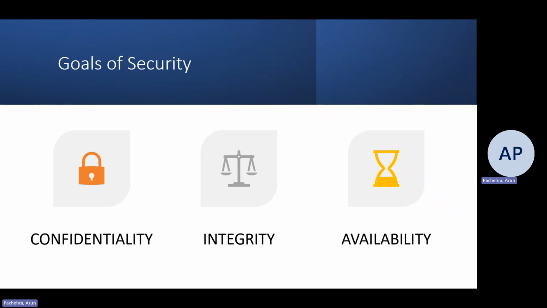And finally, availability. It simply means the data and services should be available to the people who have access, when they need them. I don't think we need any example to understand it. It's pretty obvious. So these are the things that we try to achieve with all the security approaches. Most of the things would be covered in CIA.